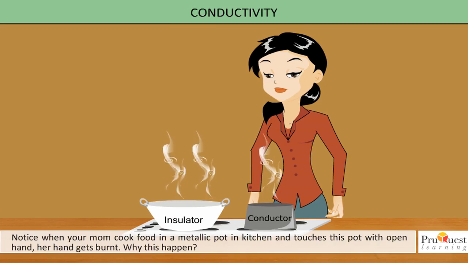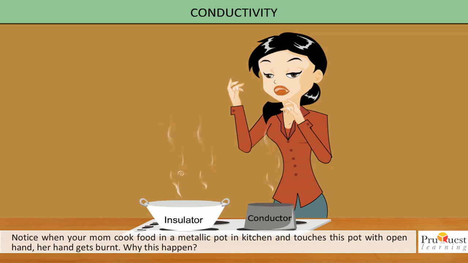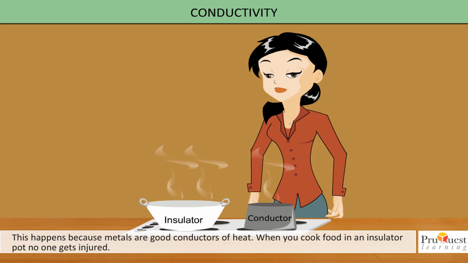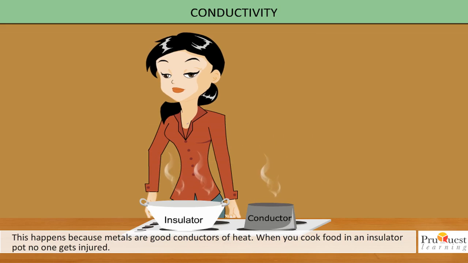Conductivity. Notice, when your mom cooks food in a metallic pot in a kitchen and touches this pot with open hand, her hand gets burnt. Why does this happen? This happens because metals are good conductors of heat. When you cook food in an insulator pot, no one gets injured.